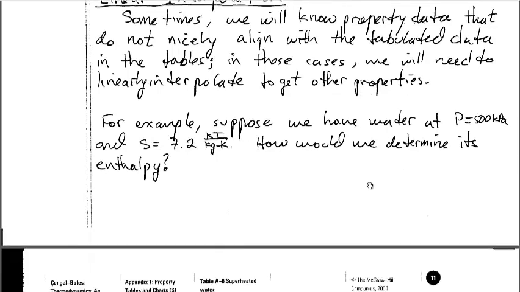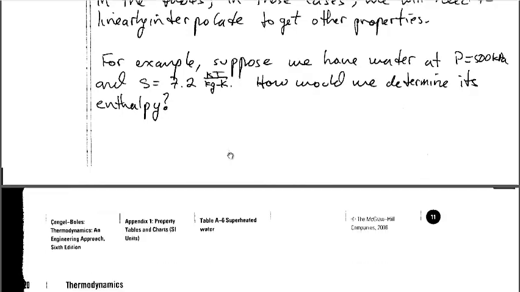So for example, suppose that we have water at a pressure of 500 kPa and an entropy of 7.2 kilojoules per kilogram Kelvin. And the question is, what is water's enthalpy at this state, right? With 500 kPa pressure, entropy of 7.2 kilojoules per kilogram Kelvin, what is water's enthalpy? Well, I don't show it here, but water is a superheated vapor at this condition, and we can go over this in class as to how I determine that this is a superheated vapor.